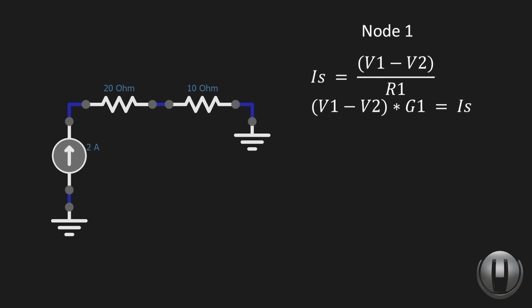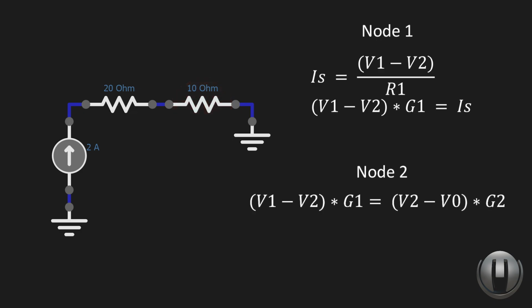Now we apply Kirchhoff's current law at node 2. We have the current going in as the current through R1, which is (V1 minus V2) times G1, equal to the current going out, which is the current through R2, (V2 minus V0) times G2. We have V0 is ground, which is 0. Simplifying the expression, we get this equation.